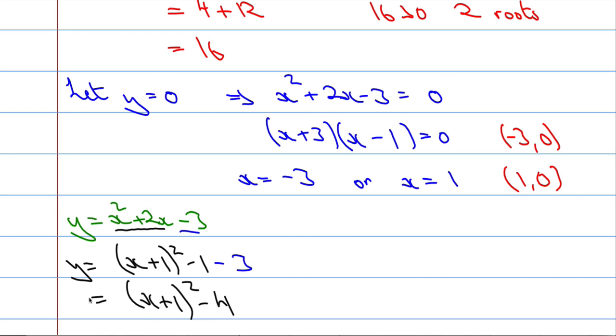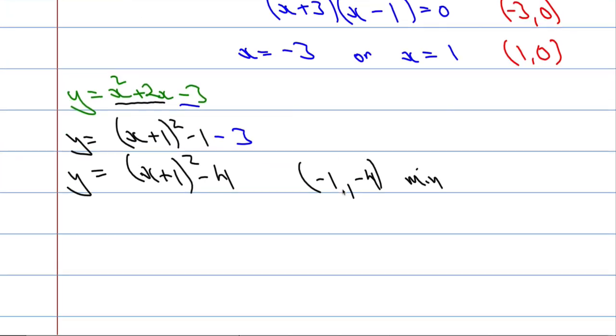Now I've got another piece of information. If you remember from the last example, when x is minus 1, y will be negative 4. And that's the minimum point of our graph. This is the minimum point. So let's sketch it.